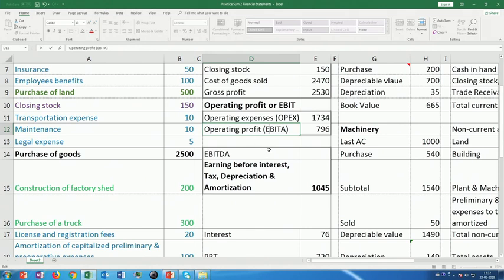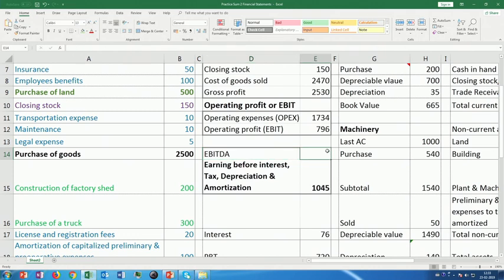So, sorry, this is EBIT, earning before interest and tax, I am sorry, not A, EBIT. So, earning before interest and tax. Why earning? Because it is an American acronym. In the Indian context, it should be profit before interest and tax. Whereas, there is another term called EBITDA, which is earning before interest, tax, depreciation and amortization.